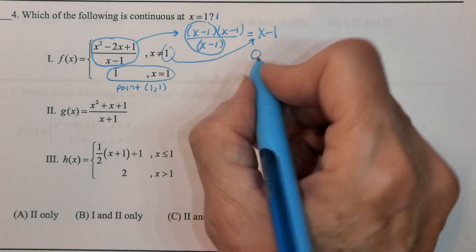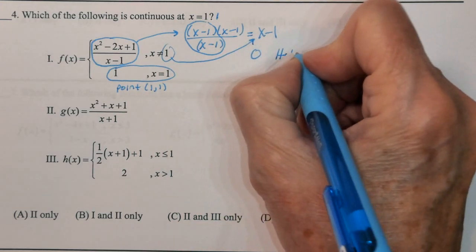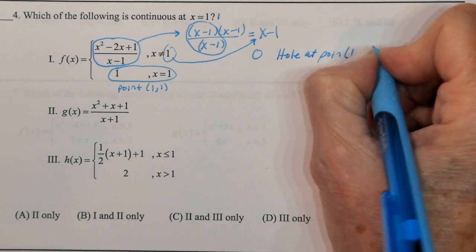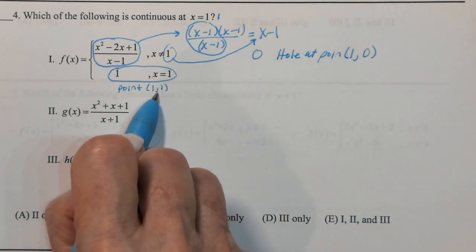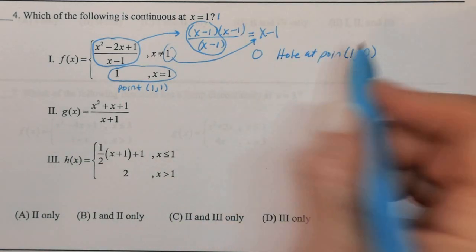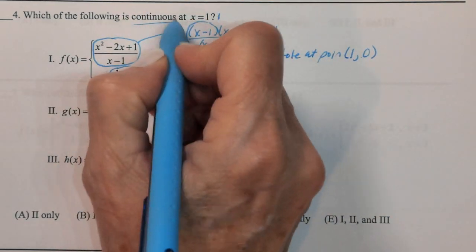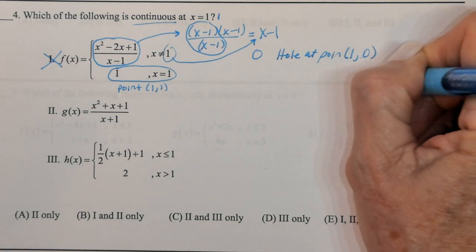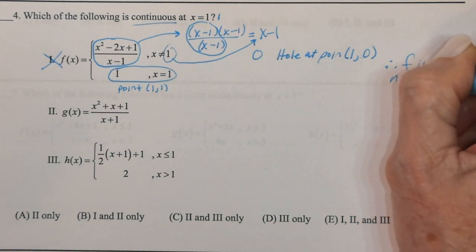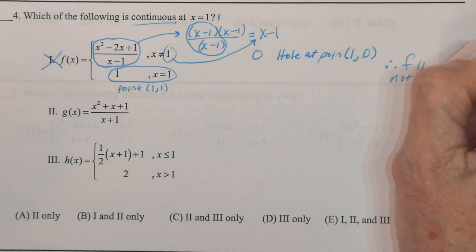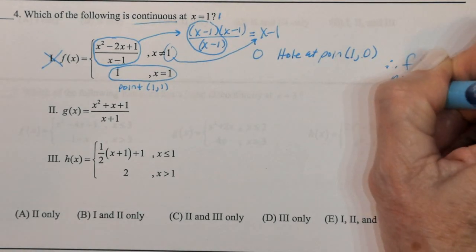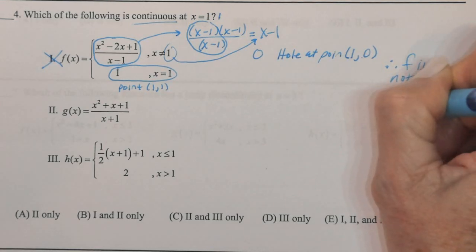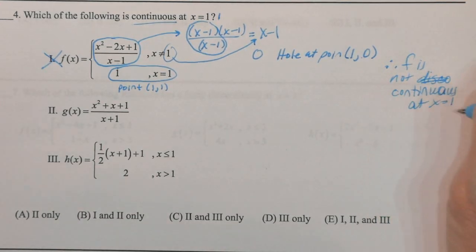And the hole is at the point 1, 0. The point is there, there's the hole. They do not match up, so therefore it's not continuous. F is not continuous. It has a point discontinuity. It is not continuous at x equals 1. Okay?